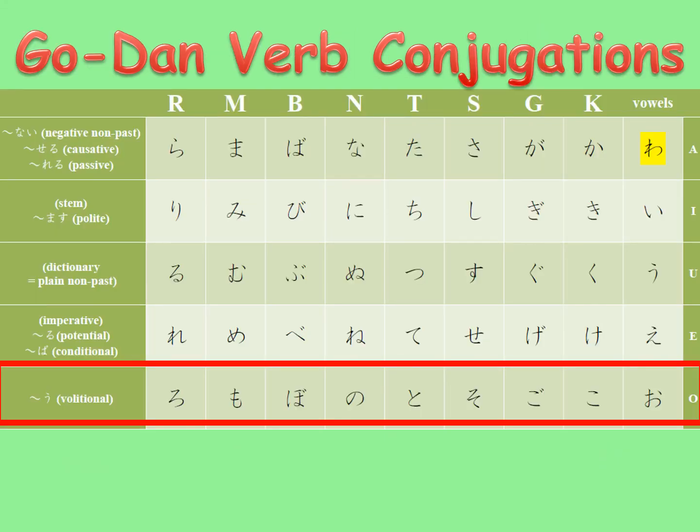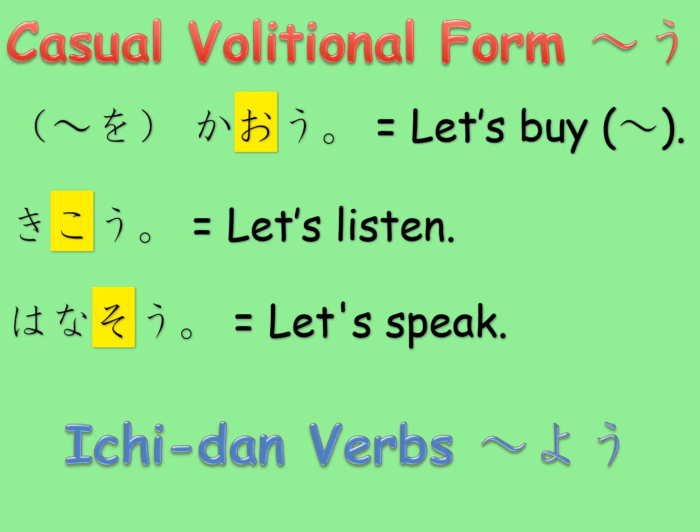Let's move to the bottom tier. You need to add う to this form and it will become the casual volitional form. Volitional means using the power of one's will, so an easy translation is let's.